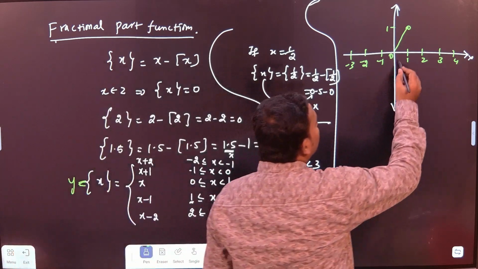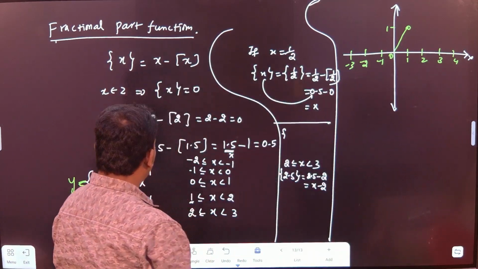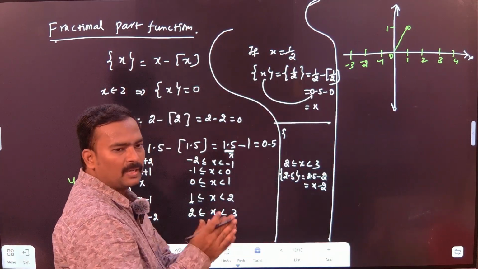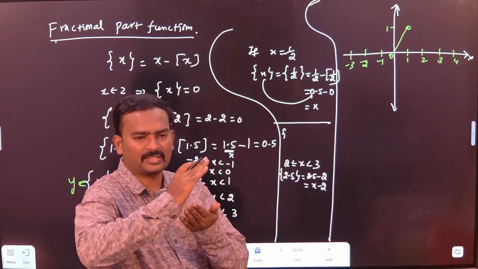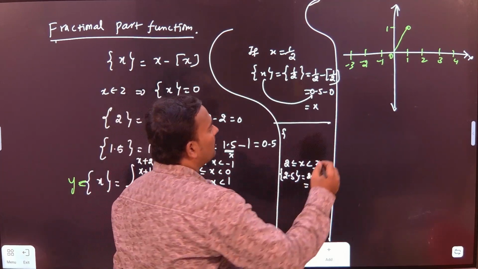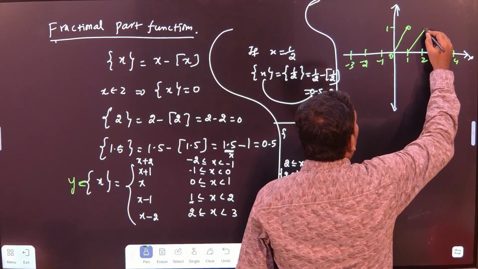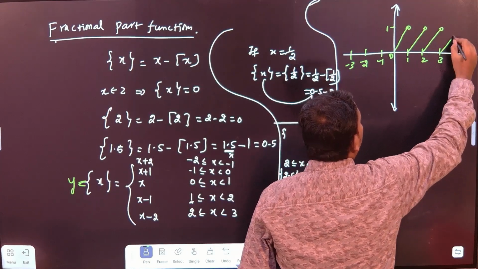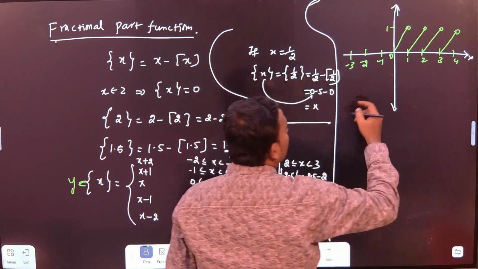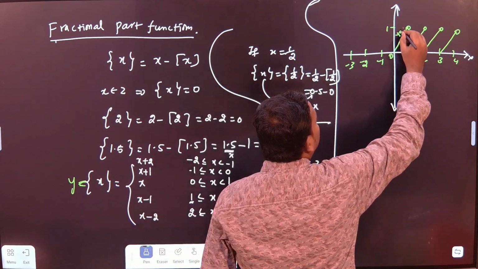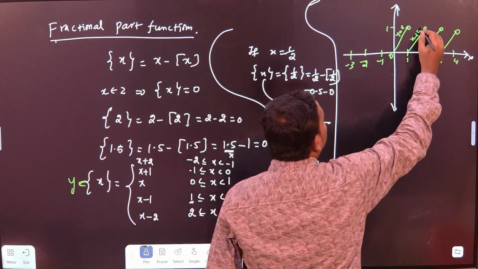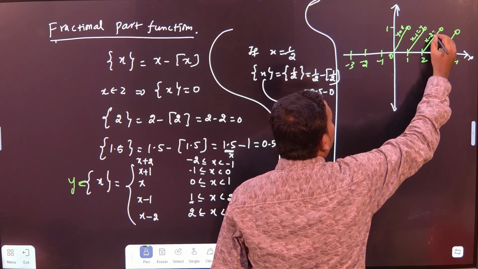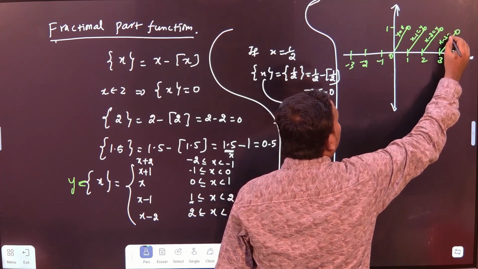Okay, let's take 1 to 2. For 1 to 2 you can take x minus 1. Y is equal to x is there, no? You can shift 1 unit down. This is 1 unit down, x minus 2, x minus 3 like this. This is y is equal to x, this is y equal to x minus 1, y equal to x minus 2, y equal to x minus 3.